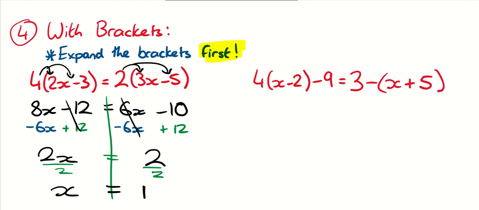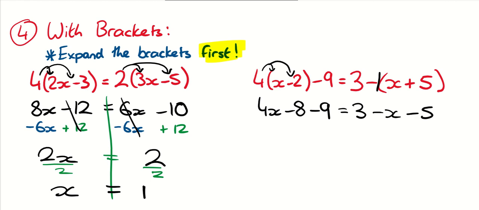And the last example that I will go through now, again, you have to multiply brackets, so 4 by x will give you 4x, 4 by minus 2 will give you minus 8. Now, you've got this minus 9 here with nothing, so it's just going to stay as it is. So 4x minus 8 minus 9 equals, now again we've got a 3 here doing nothing, but it'll just stay as it is. Now minus bracket x, so you can imagine there's a 1 in front of there, so it becomes minus x minus 5.